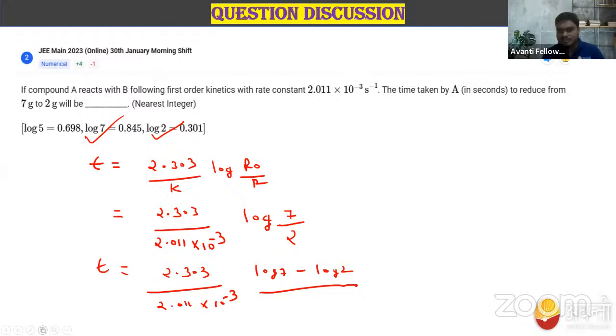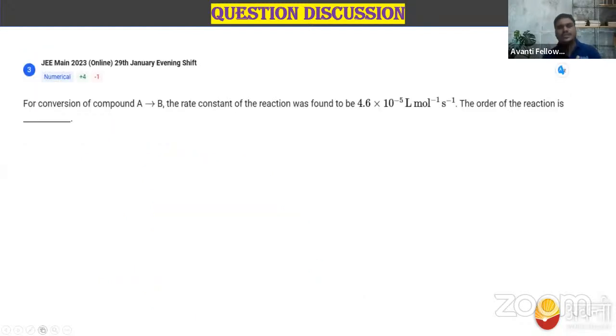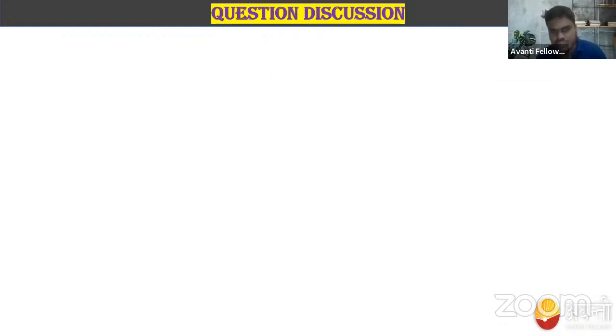Everyone got it? So here I am giving you some homework questions. This is the first homework question. For the conversion of compound A to B, the rate constant for the reaction is found to be this. Then you need to identify the order of the reaction. This is a very, very simple question. The rate constant is given, you need to identify the order of the reaction. Okay? Shall I move to the next one? Let's go.